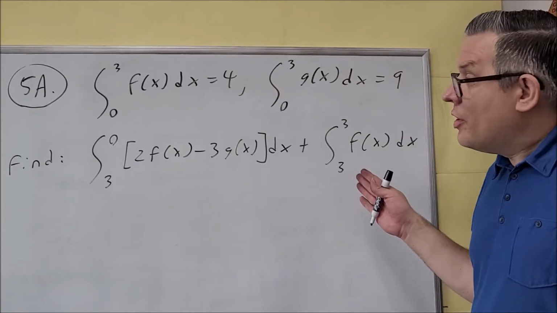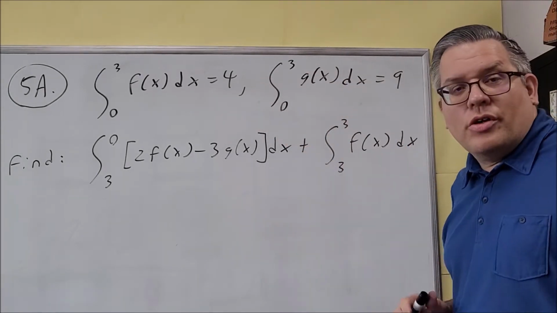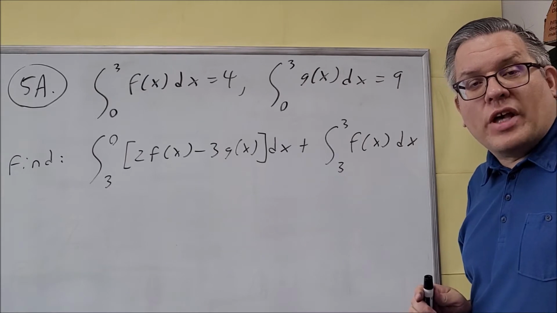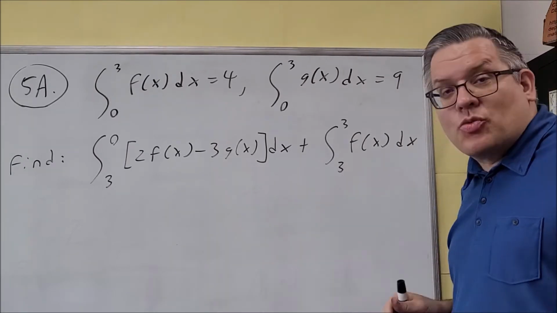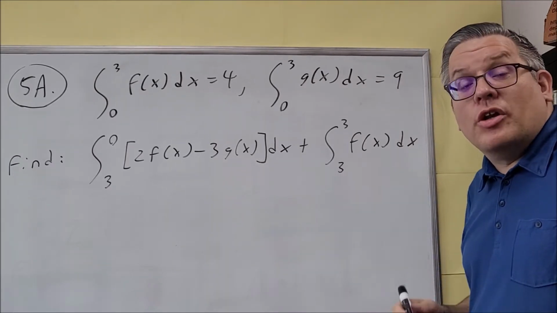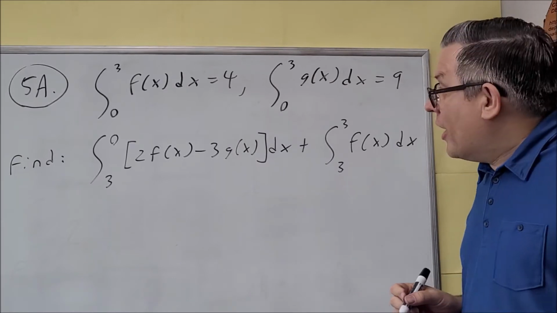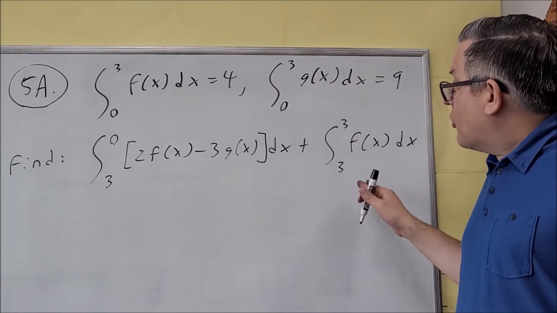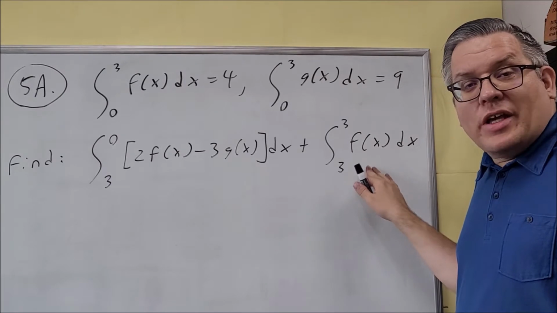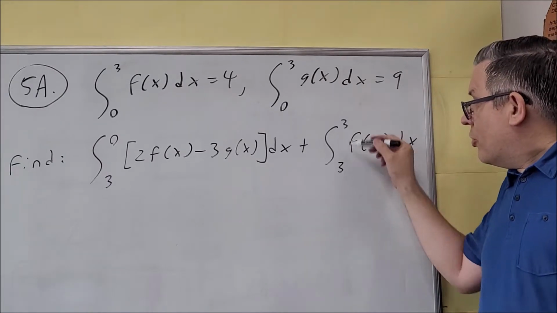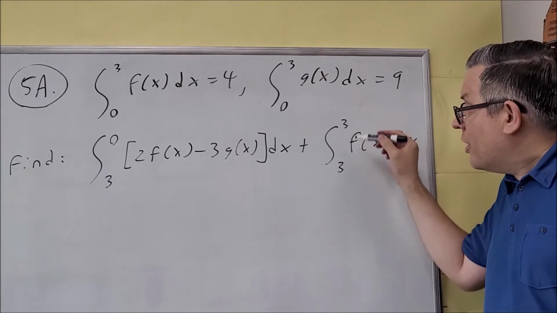For this problem, they give you two integrals, and they want you to use that in order to find this one here. So it requires us to use some integration rules for that. First thing we're going to notice here is this one on the end, the limits are both the same. It's a 3 and a 3.